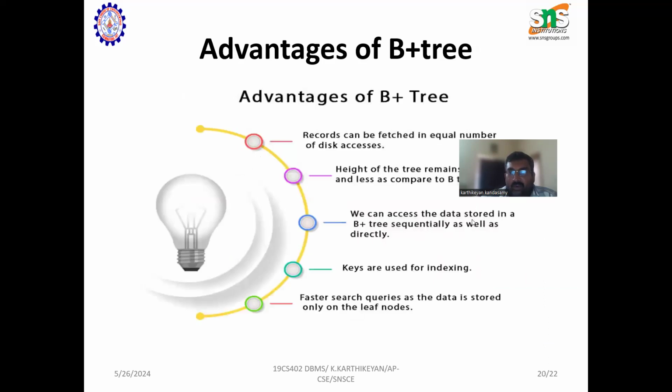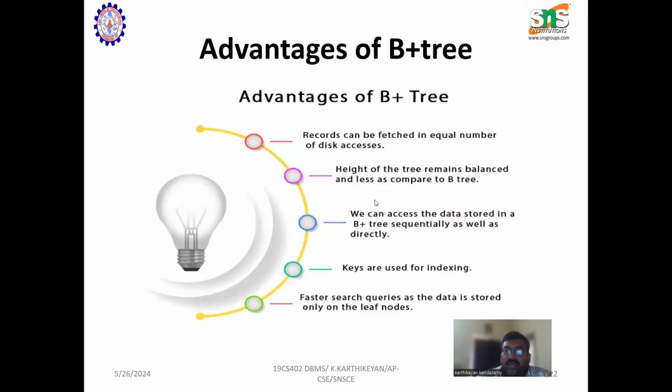And now the B plus tree advantages. Records are fetched with an equal number of disk accesses. The height of the tree remains balanced and is less compared to the B tree. We can access the data stored in the B plus tree sequentially as well as directly. And keys are used for indexing and faster search queries, as the data is stored only in the leaf nodes.